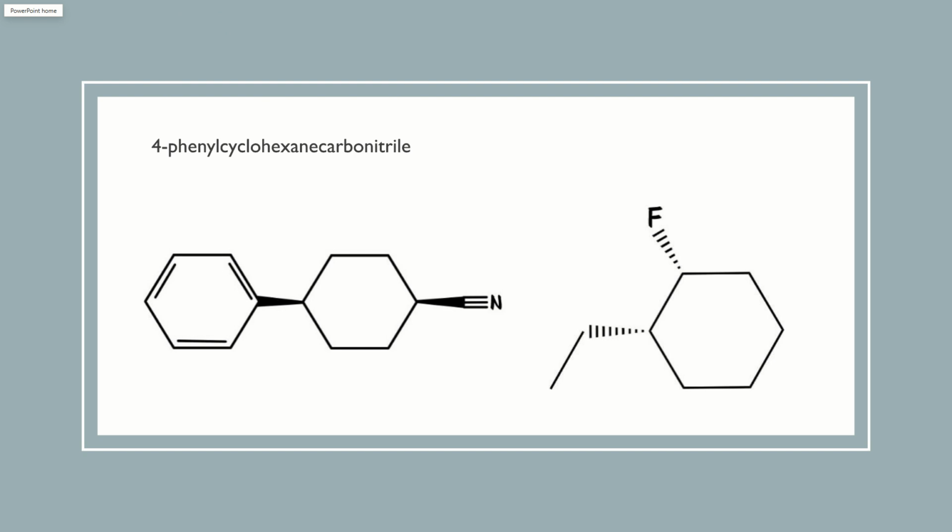The molecule drawn on the right shows a cyclohexane ring with a fluorine on the first carbon and a methyl group on the second carbon. So the systematic name would be 1-fluoro-2-methyl cyclohexane.